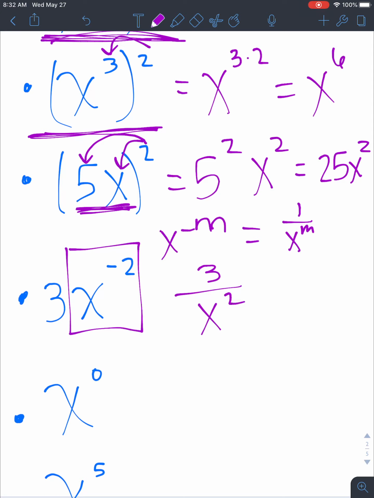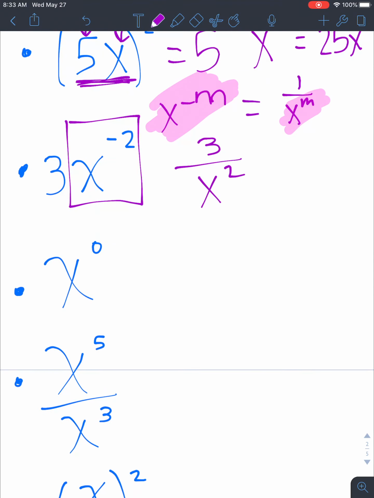So that means the 3 still stays up top, but on the bottom, we're left with x to the positive 2. So you see, just like in this example here, we had x to the negative m, and we rewrote that as 1 over x to the m. Like when we move the exponent down into the denominator, then it changes the sign. Or vice versa, if you had a negative 2 down here, you could move it up into the numerator and change the sign. All right?